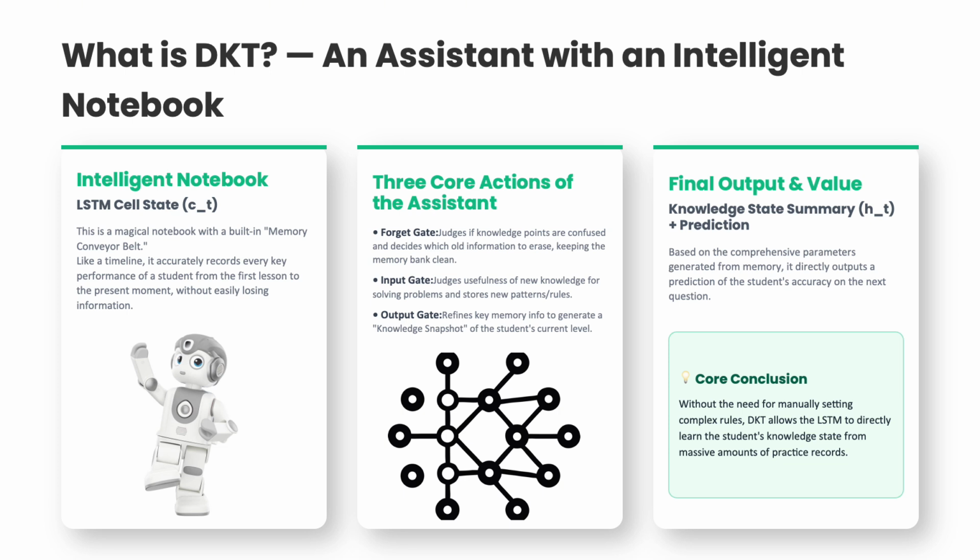The assistant performs three key actions. It forgets irrelevant information, takes in new knowledge, and outputs a snapshot of the student's current understanding. The ultimate value is its ability to predict a student's performance on the next question, all learned automatically from their practice data, without the need for complex manual rules.